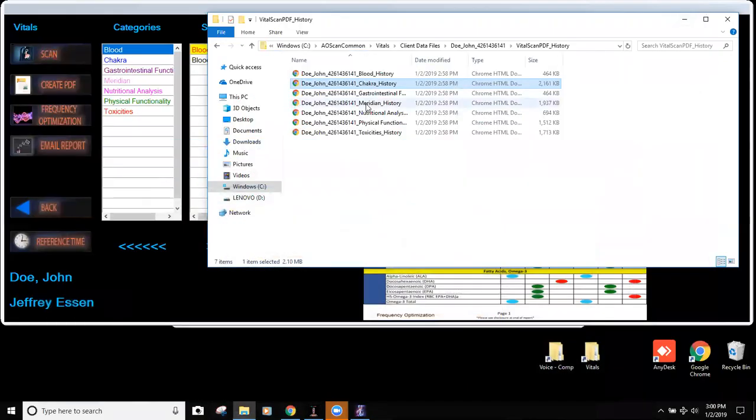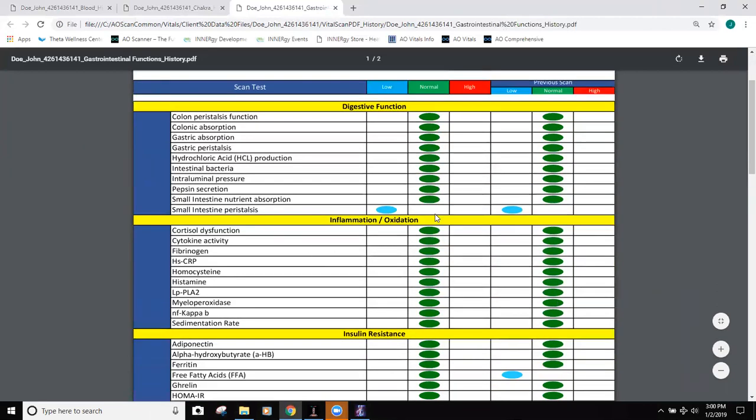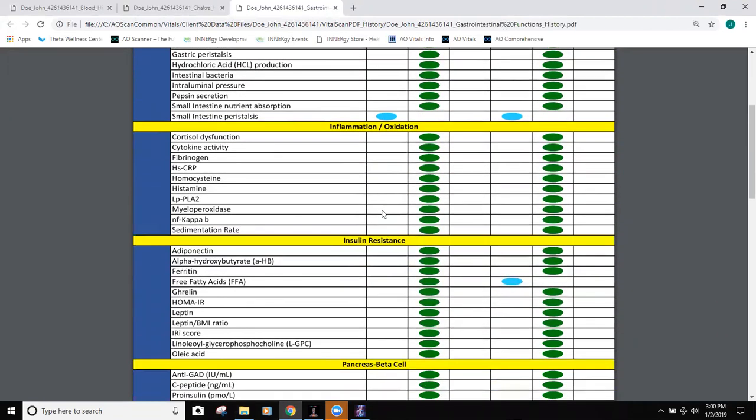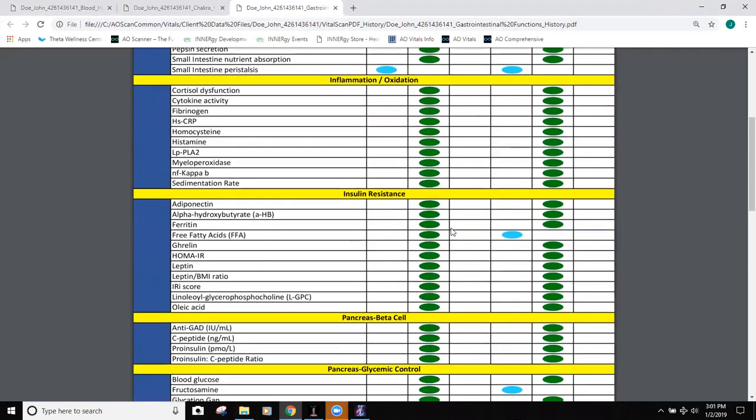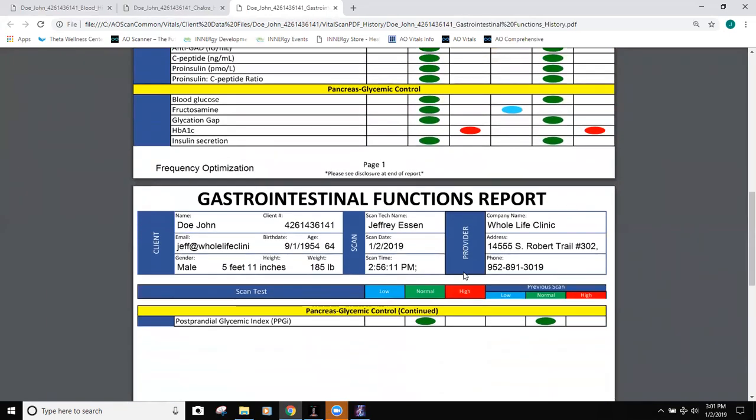We just keep on minus and go to the next one. Gastrointestinal function. Zoom in on this a little bit. Small intestine peristalsis is low. In other words, small intestine is not muscularly pushing and massaging the food around enough. Inflammation seems good. In our insulin resistance, we originally had free fatty acids as low, but the corrected scan now shows good. We have our A1C a little on the high side. John Doe just went through the Christmas season, maybe a little too much on the sweets, okay? But the rest of it's all good.